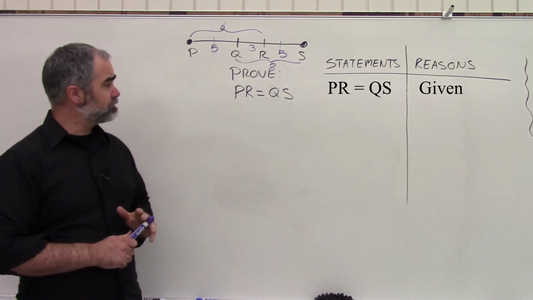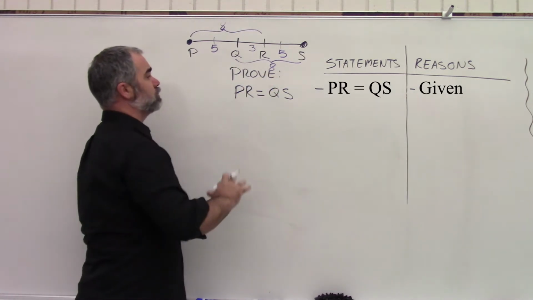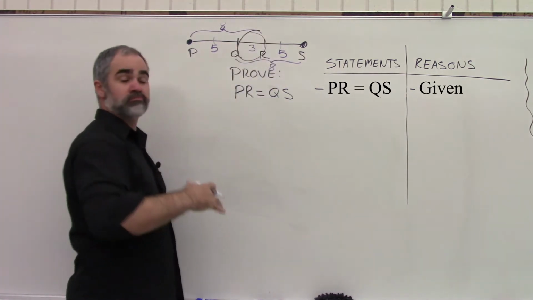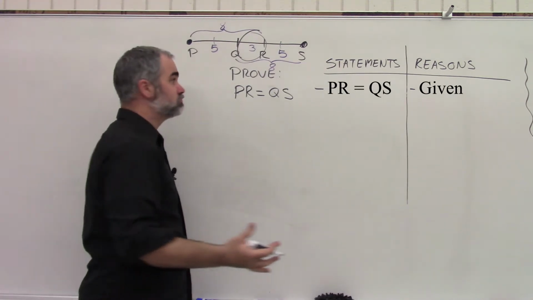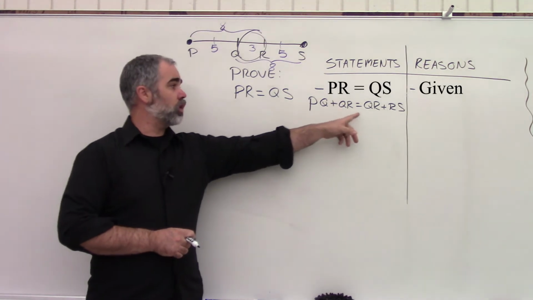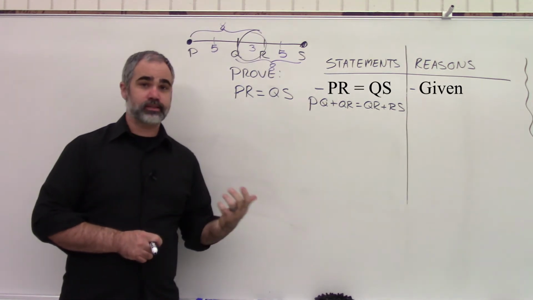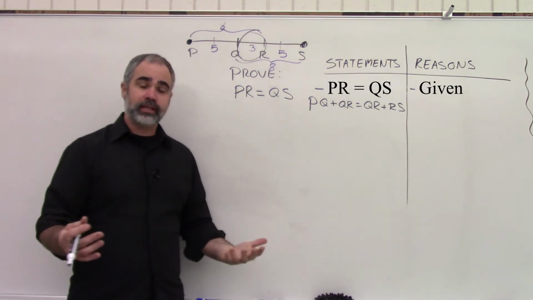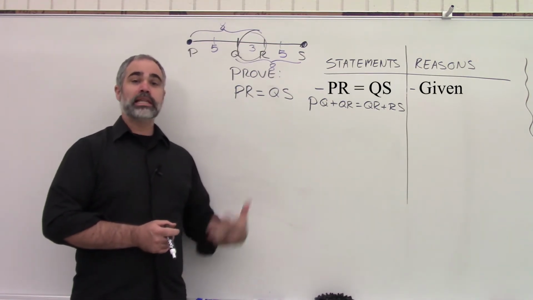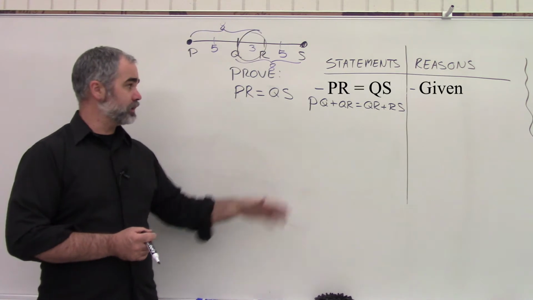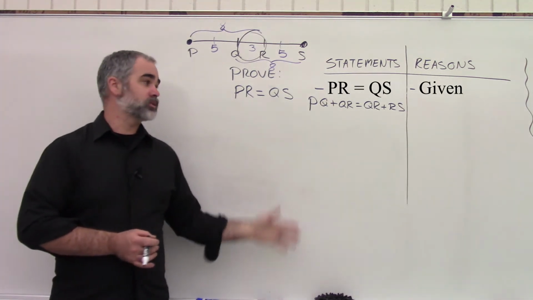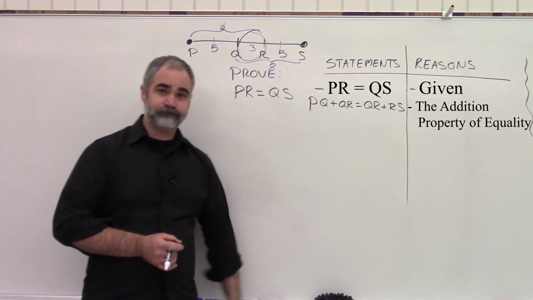So let's go ahead and finish this up. So I know these two are equal, and what I want to do is add this piece to both of them. So that's what I'm going to do. So see, I've added QR to both sides. Now, it doesn't look like it because I didn't use numbers or variables, I used line segments, but this is still the addition property of equality because I added the same thing to both sides of an equal sign. So that's my justification right here.